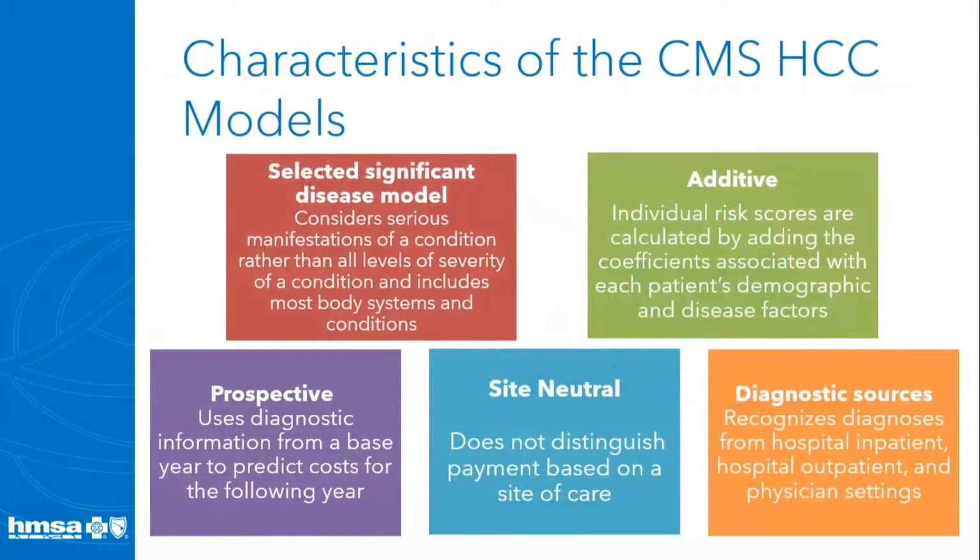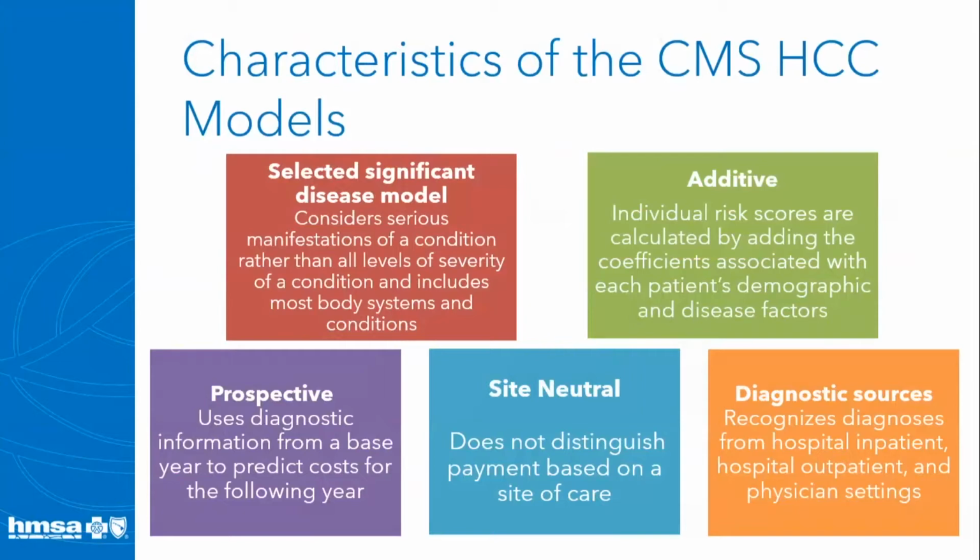To help understand how the risk adjustment model works, here's a summary of the characteristics of the CMS HCC models. The models consider serious manifestations of a condition rather than all levels of severity of a condition, and it includes most body systems and conditions. The patient's conditions in the model are additive, meaning a patient's individual risk score is calculated by adding the coefficients associated with each patient's demographic and disease factors.